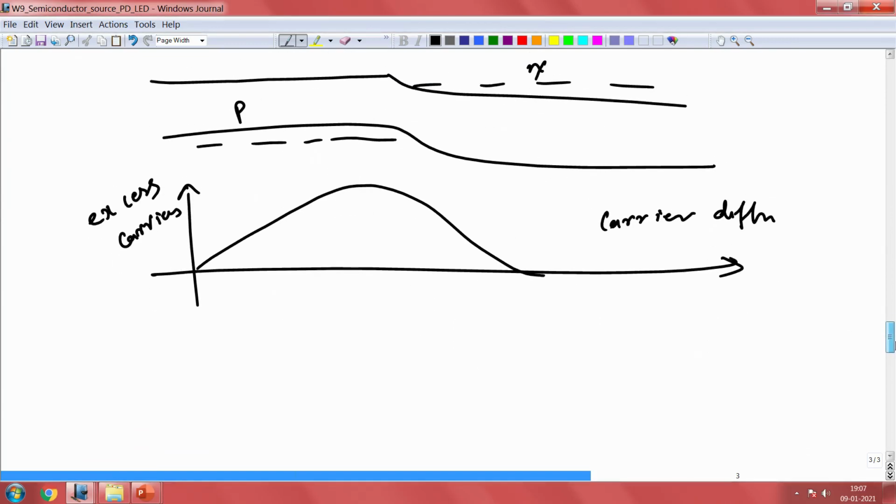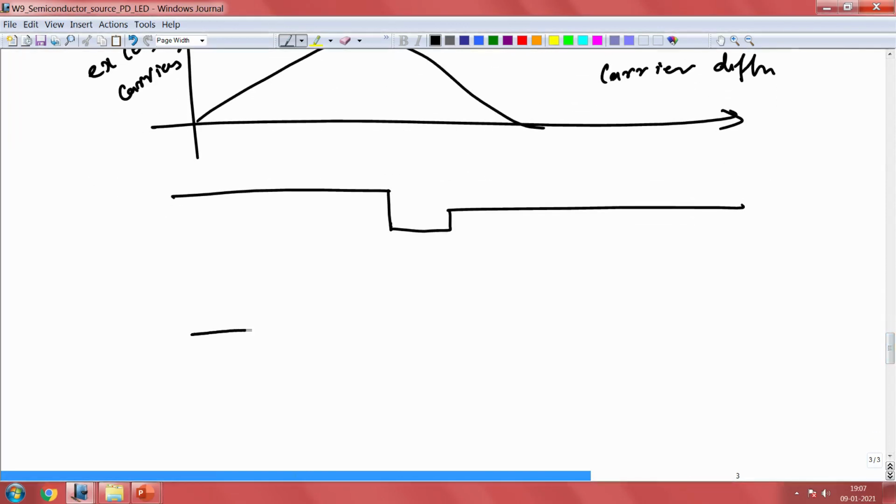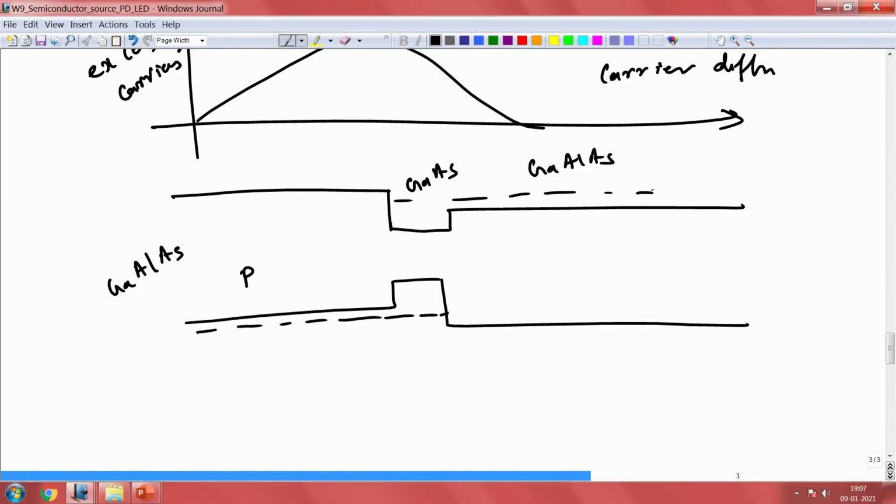carriers. But instead of having such a big distribution, what one could do is use a heterostructure. So, instead of having a band like this, we could have a band structure. It could be like this. So, in this case we have gallium aluminum arsenide, gallium arsenide, and gallium aluminum arsenide. So, you can say this is the P side and this is our N side.